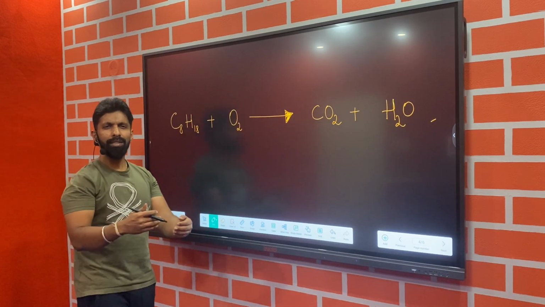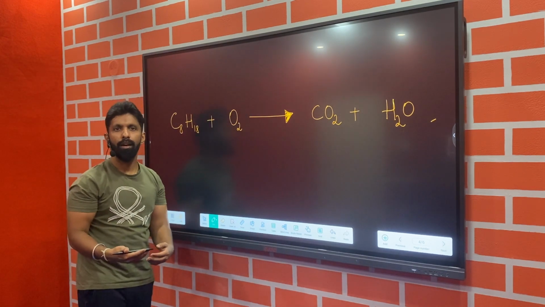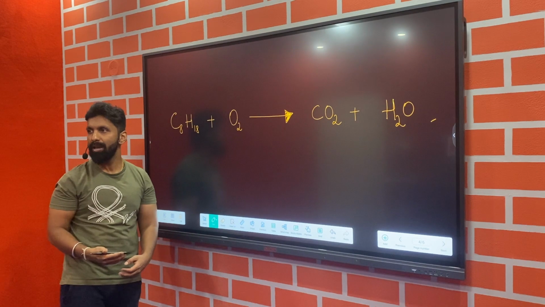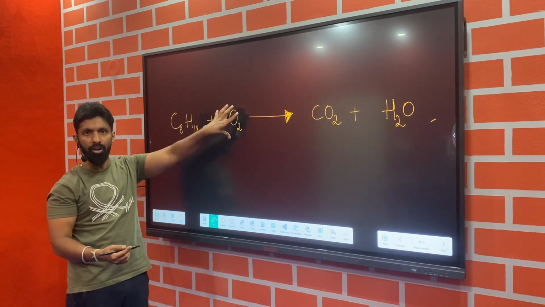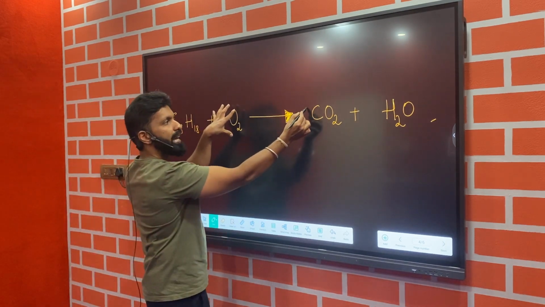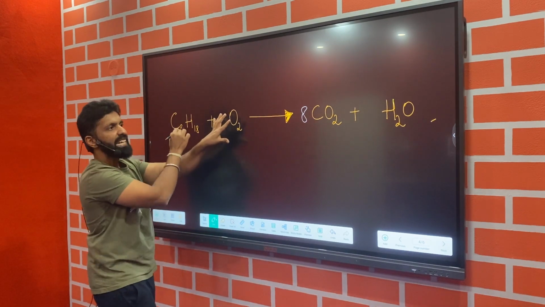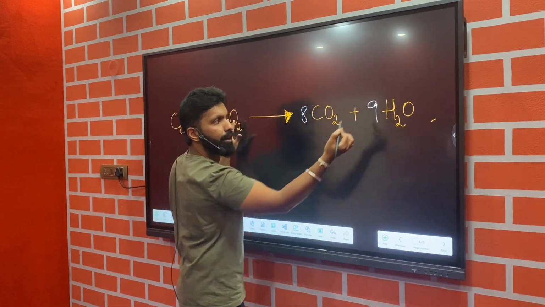Okay, let's try to do this even faster. If you're actually following the pace of the video, I'm sure you'll be able to do this faster. So again, ignored element, carbon is 8, blindly put a 8 here. Hydrogen is 18, so what into 2 is 18? 9, right?